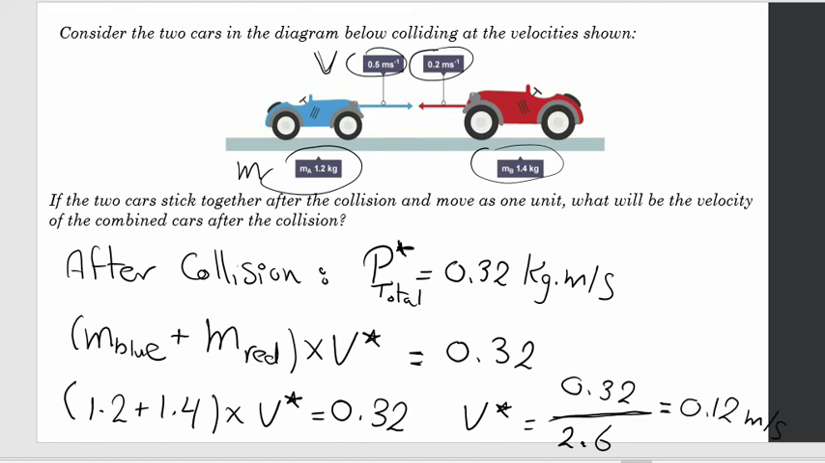Now to indicate the direction of this velocity, it has to be in the same direction as the greater momentum before the collision. And when these two vehicles collided, we found that the momentum of the blue car was greater than the momentum of the red car. So this means that after the collision, this velocity will be in the same direction as the blue car. So this is going to be in the right direction.